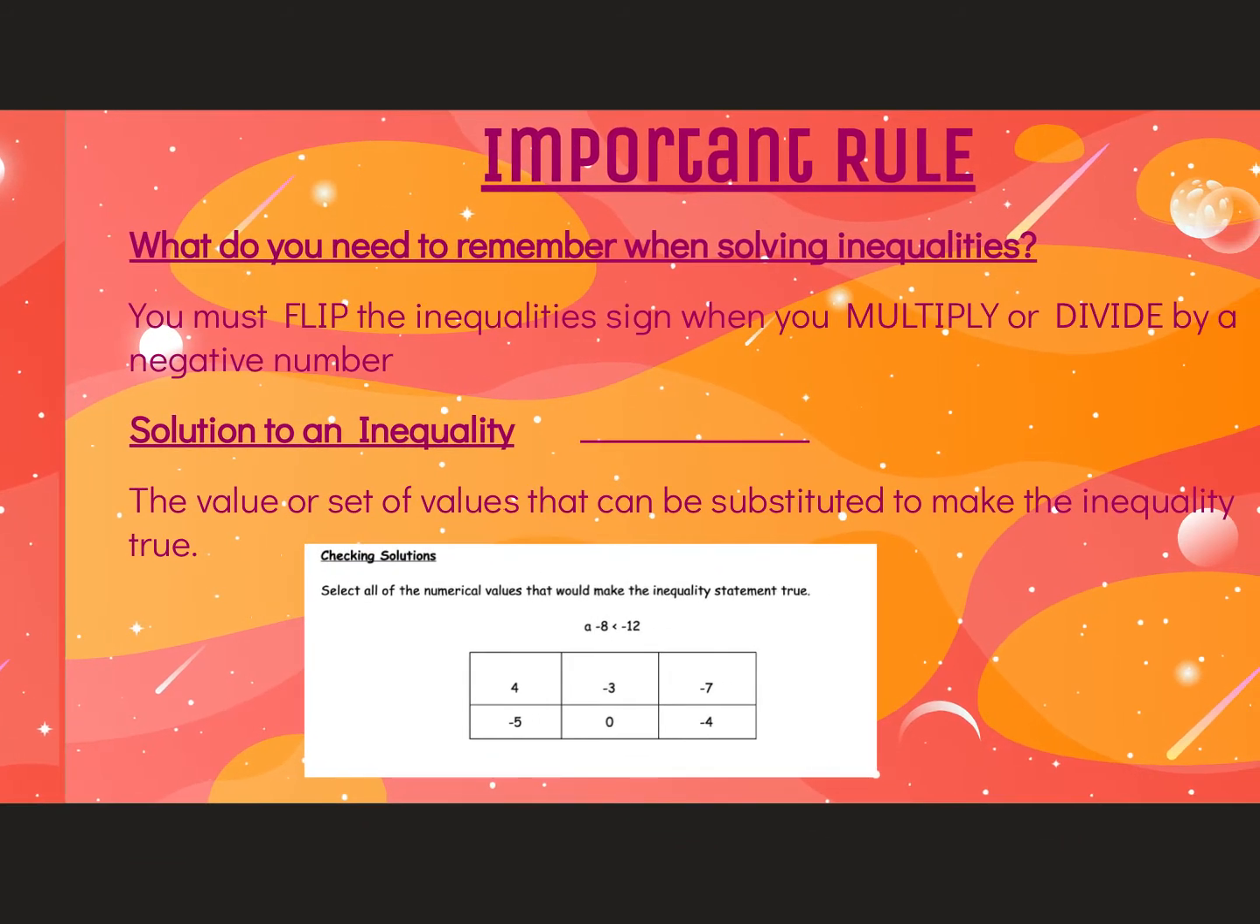Some key, important rules that I want to point out first is that you must flip the inequality sign when you multiply or divide by a negative number. That's one of the main differences between solving equations and solving inequalities. With inequalities, you have the four inequality symbols, whereas with equations, you have the equal sign. But also with inequalities, if you multiply or divide by a negative number, you must flip the inequality sign. We're going to take a look at that next, after we talk about the solutions.